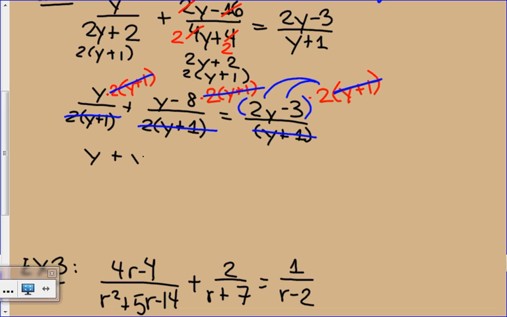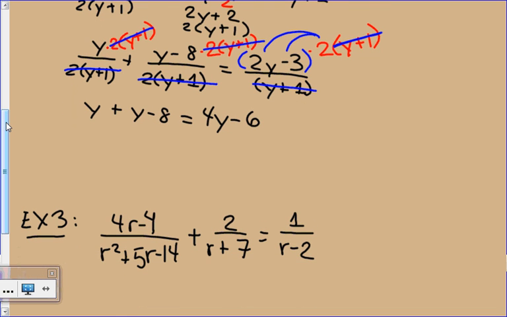y plus y minus 8 is equal to what? Yeah, the size. Linear, quadratic, linear. So we're going to get all the y's together. So I have 2y minus 8 is equal to 4y minus 6. I want to take the y's left or right? Left? How do we get that to the left now? How about the number then?